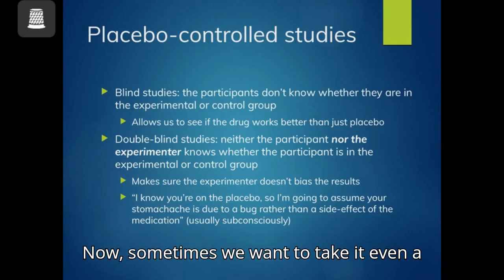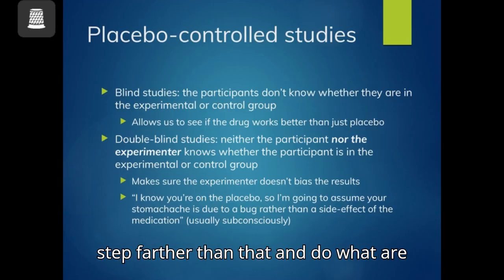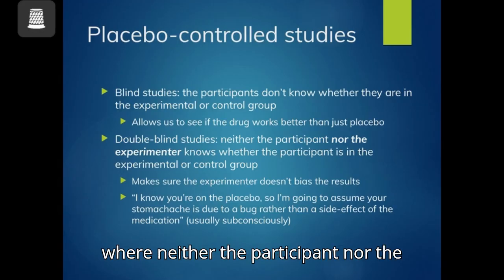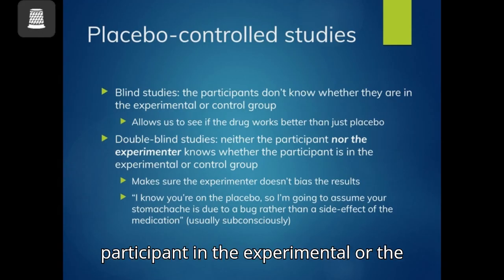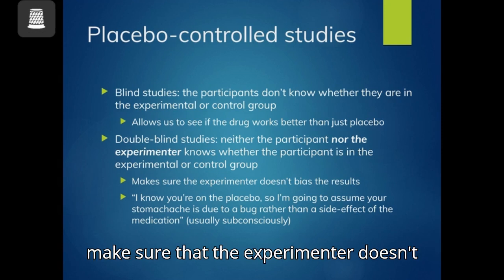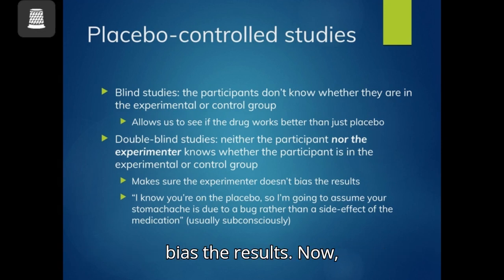Now, sometimes we want to take it even a step farther than that and do what are called double-blind studies. This is where neither the participant nor the experimenter knows whether the participant is in the experimental or the control group. And this is in order to make sure that the experimenter doesn't bias the results.